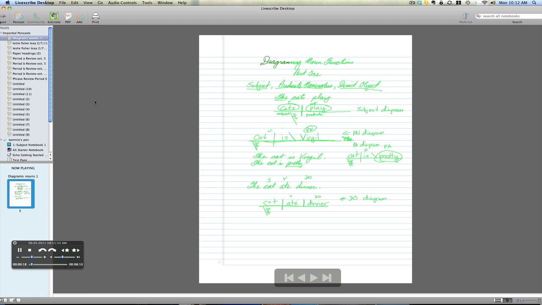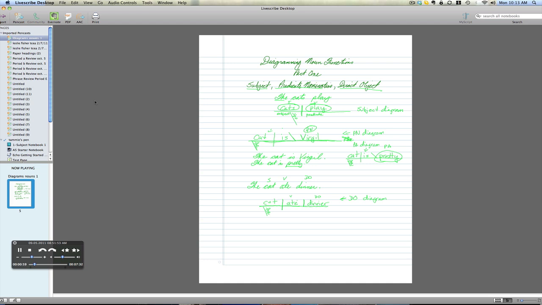Diagramming noun functions, and we'll call this part 1. Because we are going to do subject, predicate nominative, or predicate noun, as some of you like to call it, and direct objects. I think those are the 3 simplest to diagram.